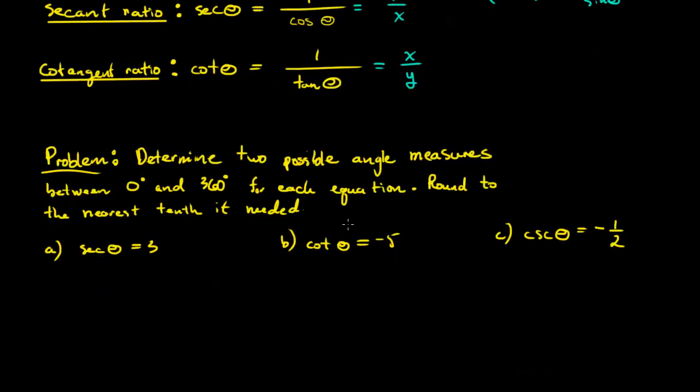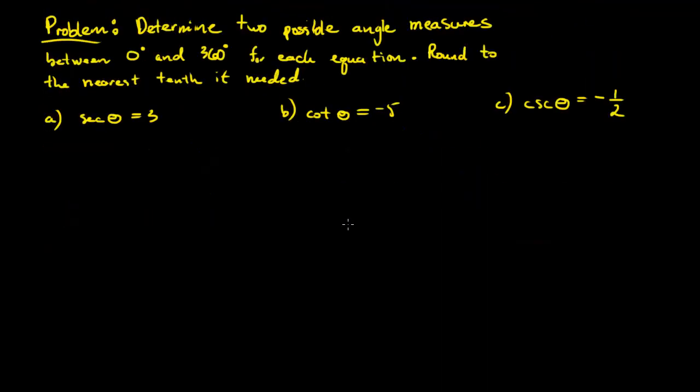Okay, so let's use this in a couple of examples. Here it says, determine two possible angle measures between 0 and 360 degrees for each equation, and it wants us to round to the nearest tenth if needed. So the first thing that we're going to do is rewrite the secant of theta in terms of sine theta or cosine theta.